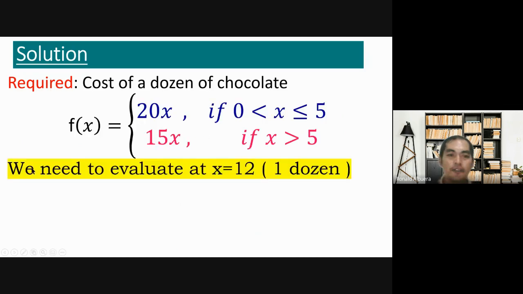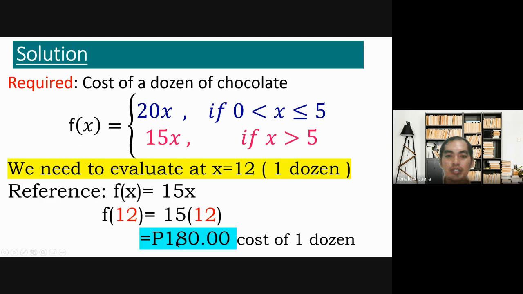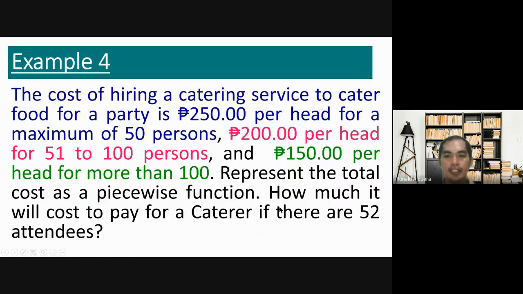So, therefore, you need to evaluate at x equals 12. 12 pieces for 1 dozen. So, ang 12 dito sa pula na condition, ang kukunin natin itong 15x. So, therefore, f of x equals 15x. Then, we substitute f of 12 equals 15 times 12. 15 times 12 is 180 pesos. That's the cost of 1 dozen of chocolate bars.